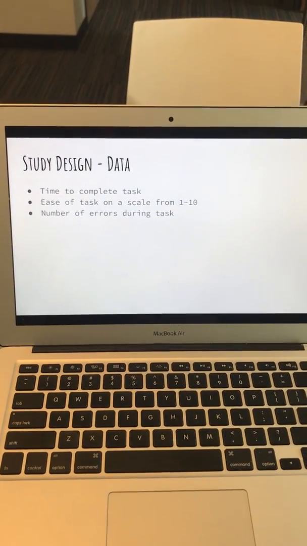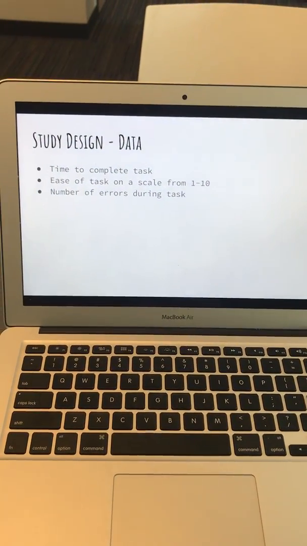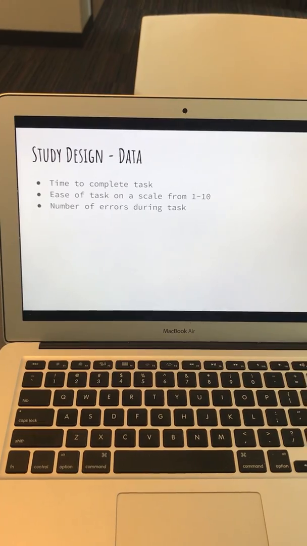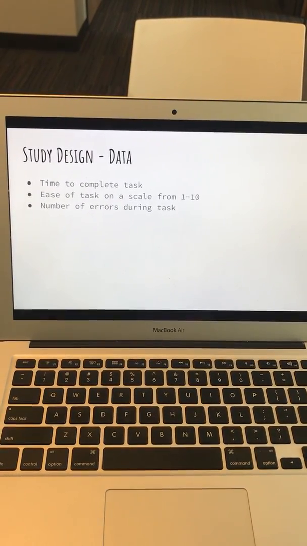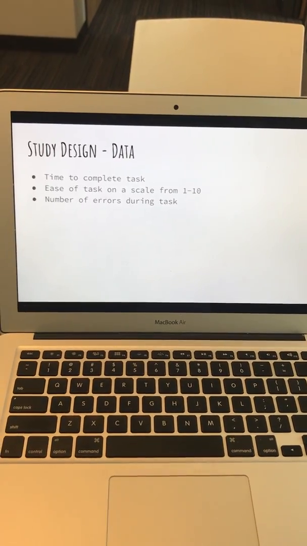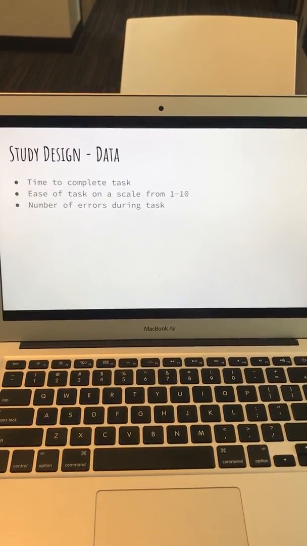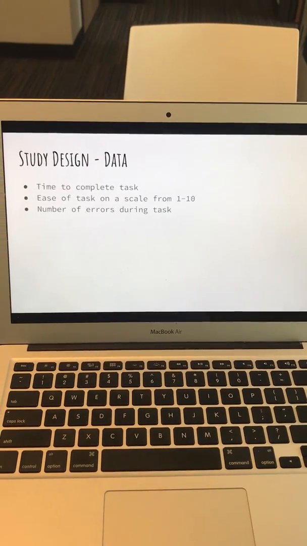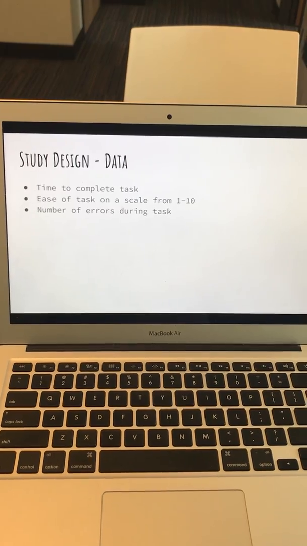So the study design, the data points: our first data point was to take the time it takes to complete the task because this tests the efficiency of the microwave. The second data point we collected is the ease of task on a scale from 1 to 10, 1 being the easiest, because this rates user satisfaction. And the last one was the number of errors during the task because this rates the microwave's effectiveness.